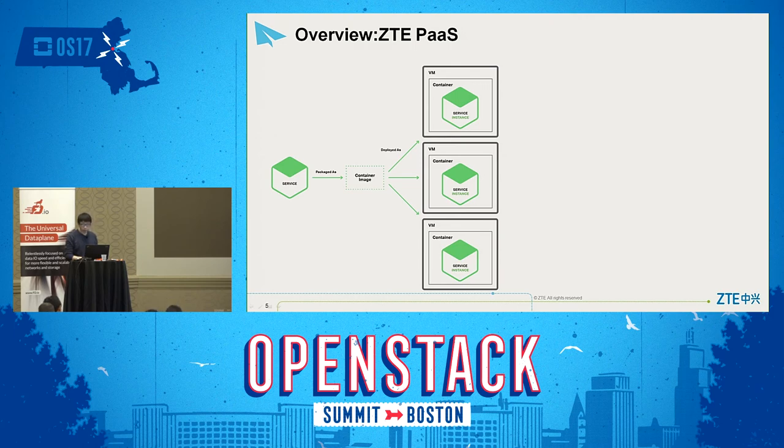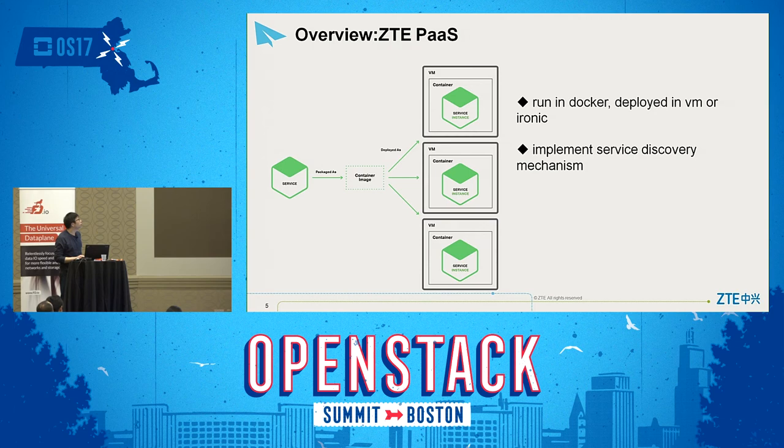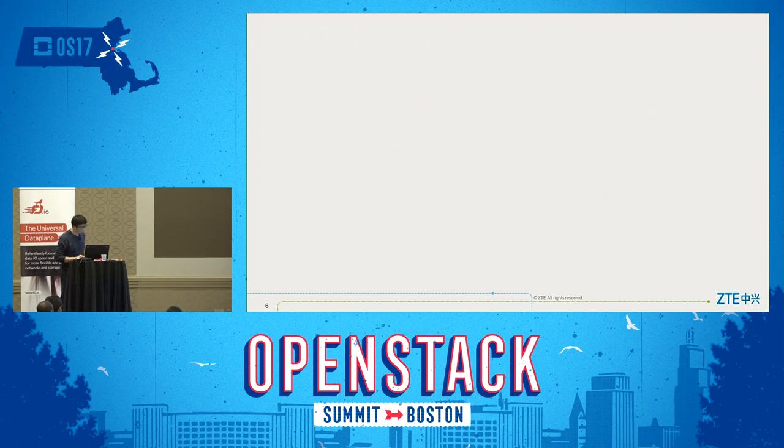the features of ZTE PaaS platform. The first, all the applications or the service is packaged as a container image, and it's run in Docker and deployed in VM or Ironic. The second, the ZTE PaaS platform implemented the service discovery mechanism. And third, it also supported the ICT applications. The last, it also supported the multi-tenant, multi-networking plans. For example, the control plan, the data path plan, and also supported the API plan.